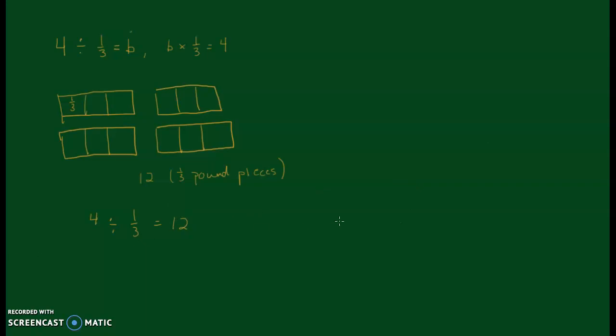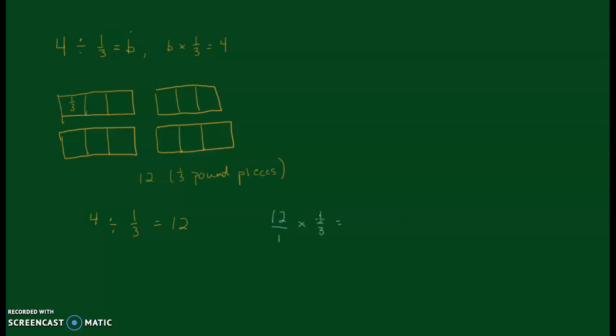So I'm going to grab a different color for this. So to check using multiplication, we're going to start with our answer, which would be 12. We're going to multiply that by the fraction. Then we're going to get to our answer. Now, a whole number as a fraction is that number over 1. So in this case, it would be 12 over 1.